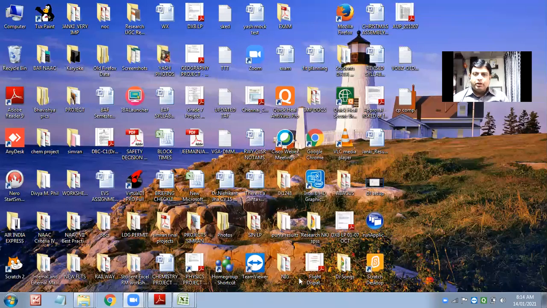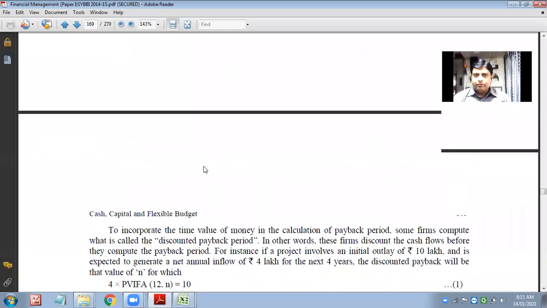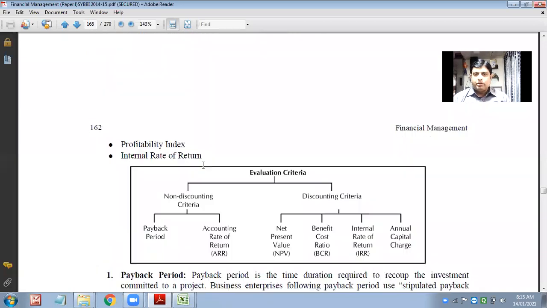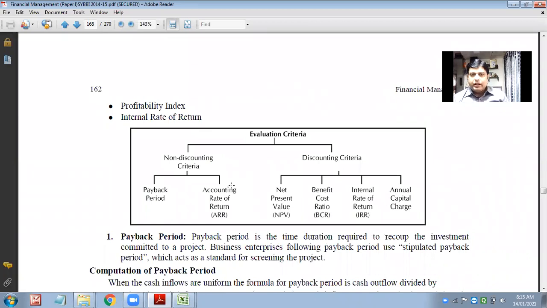There are two prominent kinds of method. One is the traditional method, the other is the modern method. Traditional method means non-discounting method. Non-discounting means we are not using.